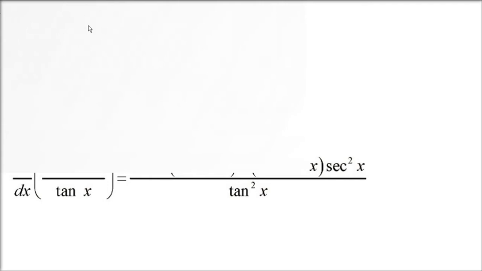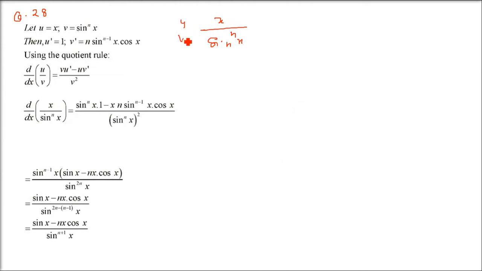This is question number 28. This is x by sin^n x. This is u, this is v. u' will be what? x will be 1. v' will be, assume this sin x to be y. We have to apply the product rule.